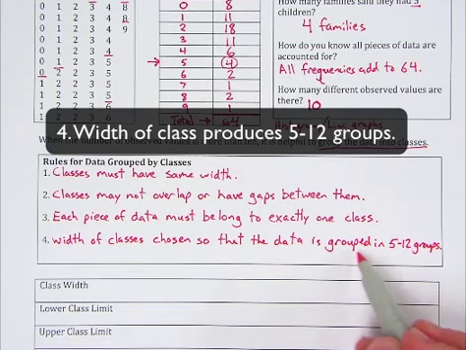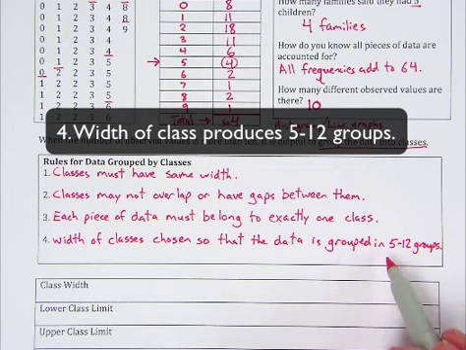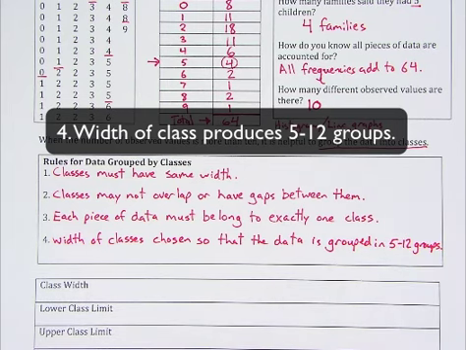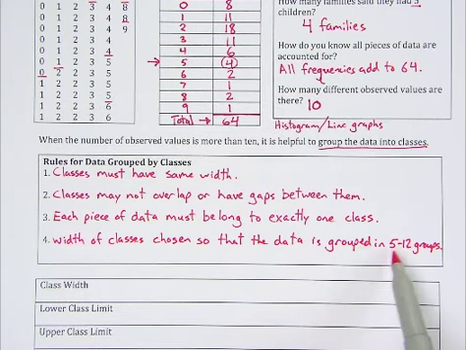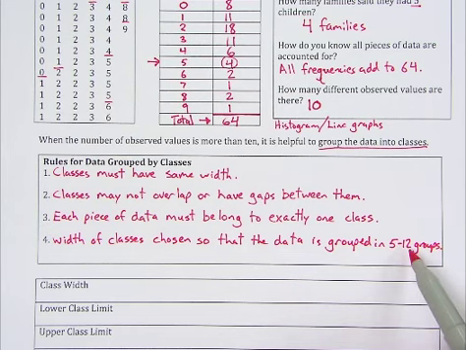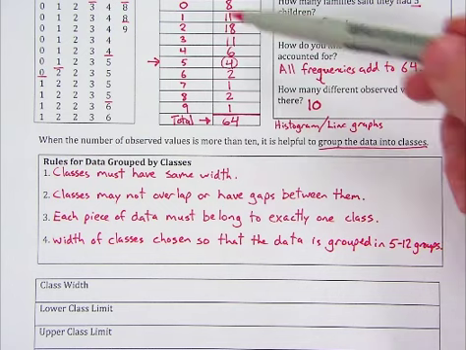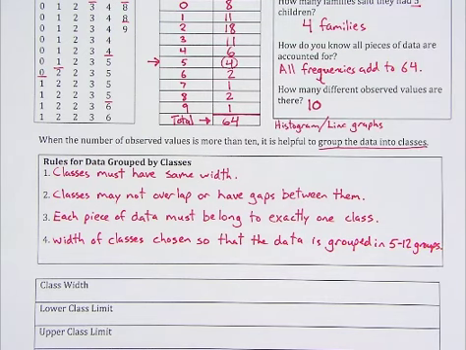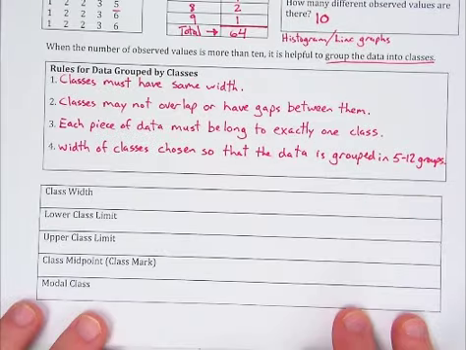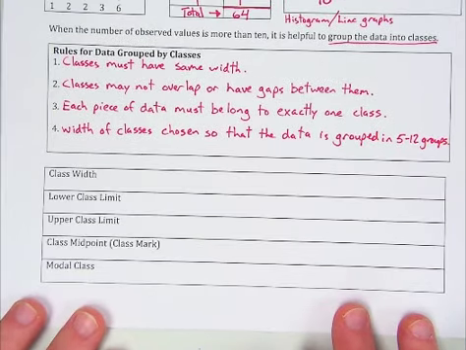So again, if we make our widths too wide and it encompasses so many observed values that we have fewer than 5 groups, now all the data is clumped together and it's really not helpful. And if the width of our classes is too small, so that we have so many groups, then everything is going to be so spread out that it's not helpful either. So that sweet spot is right between 5 and 12. So now we just have a couple terms that we want to define and talk about.